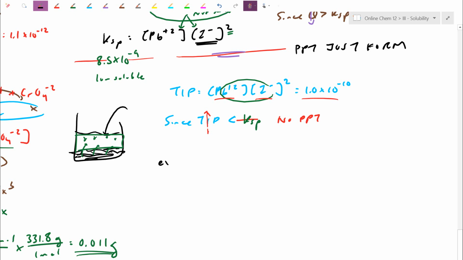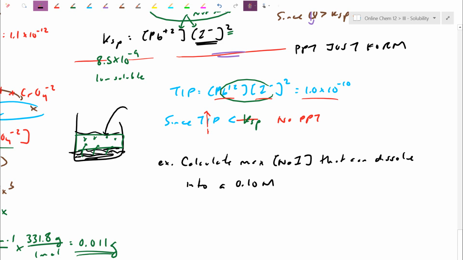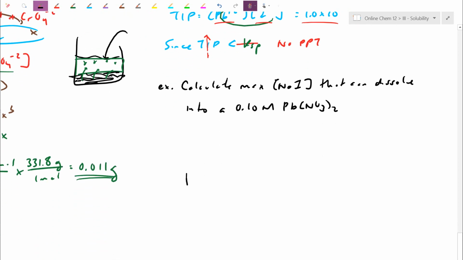So let me just give you a quick wording of that question. I want you to calculate the maximum sodium iodide concentration that can dissolve into a 0.10 molar PbNO3 solution. Okay. So again, as always, I like starting off with a picture if I can.